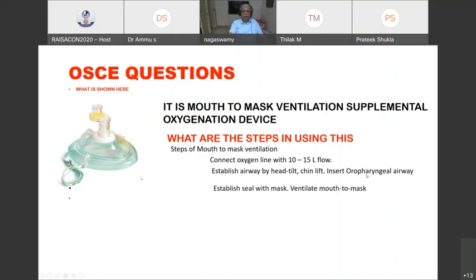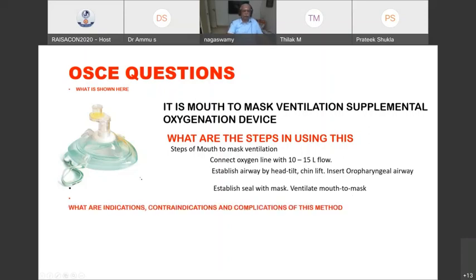Okay. Then establish seal with mask. What you said, Pratik Shukla, is very correct. Ventilate mouth to mask. So these are the three steps rather. Connect oxygen flow. Establish clear airway by adequate chin lift and with possible insertion of an oropharyngeal airway. One more thing you can add is, if there are any secretions, clear all the secretions before you start blowing. So establish a good seal with the mask, ventilate mouth to mask.